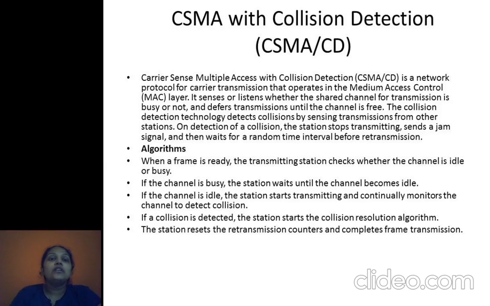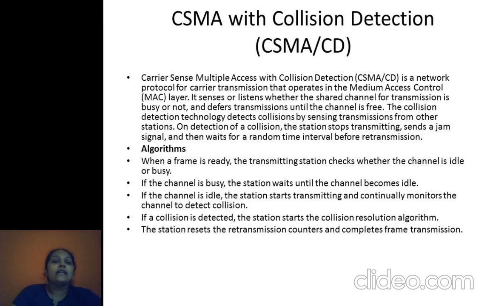So now we understand. Let's discuss the actual algorithm of CSMA-CD. When a frame is ready, the transmitting station checks whether the channel is idle or busy. This step is very similar to CSMA-CA: before sending a frame, the algorithm first checks whether the channel is idle or busy. Next, if the channel is busy, the station waits until the channel becomes idle. This step is also the same in both algorithms.